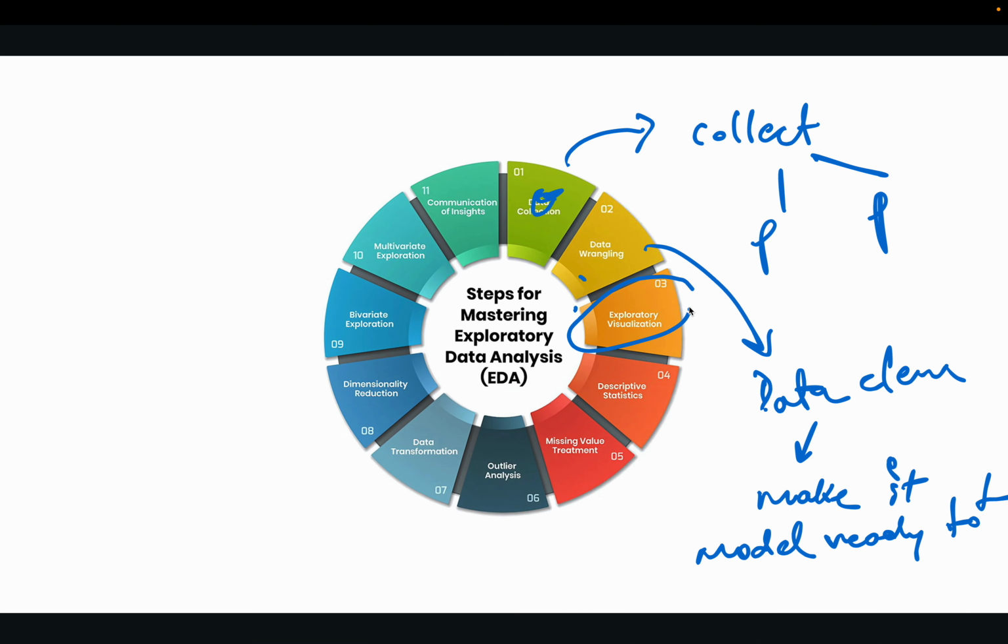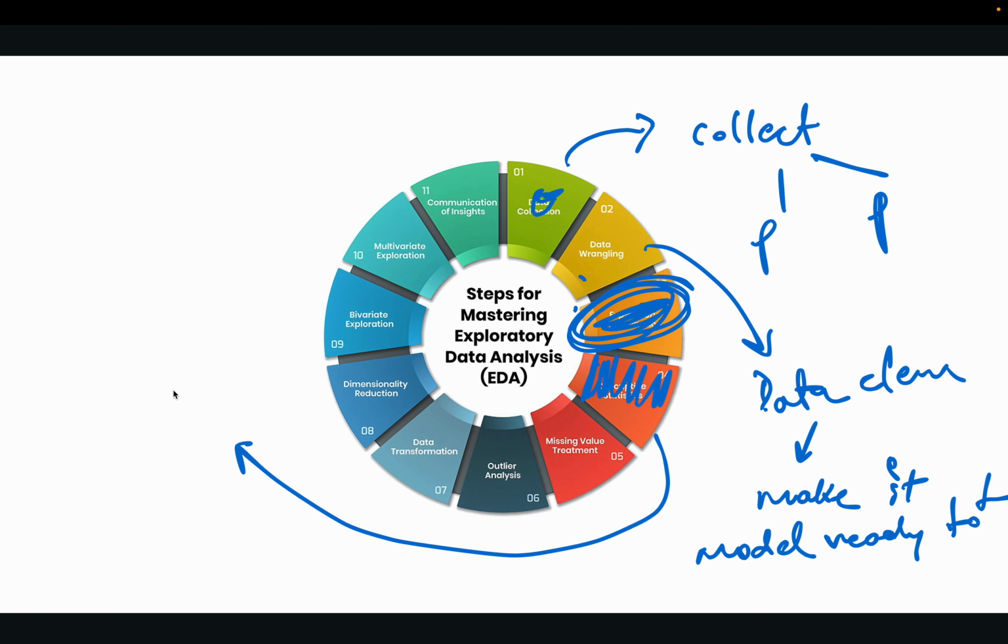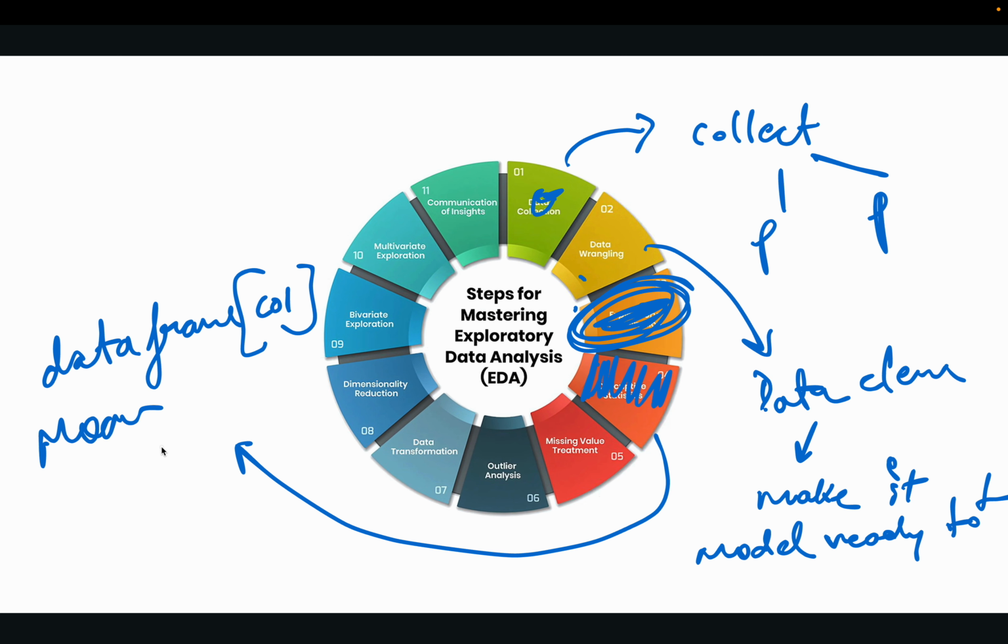Exploratory visualization we did just right now to visualize the data. Descriptive statistics. What does this mean? Descriptive statistics, when we talk about a particular column, let's say we are talking about a data frame. In that data frame, some column is there, COL. Let's say that is age. What is the mean age of all the persons who were on the Titanic ship? That is one of the ways of descriptive statistics.